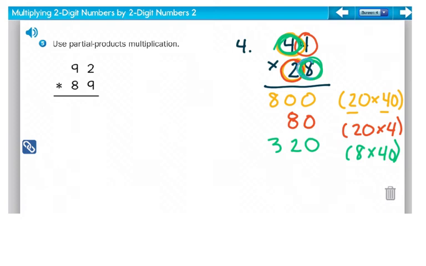And then lastly, 8 times 4. 8 times 4 is 32. How are you doing with your math facts? Is that something you need to work on?